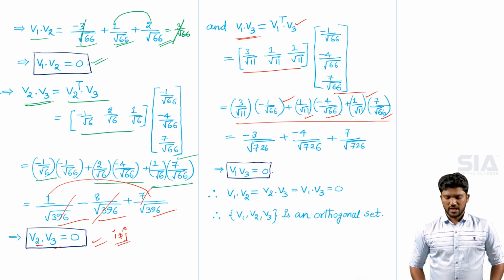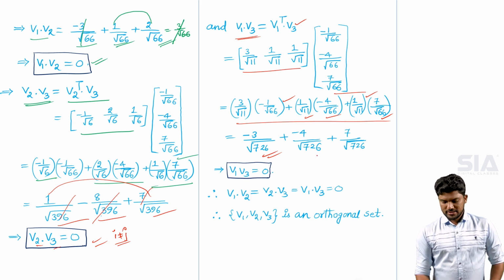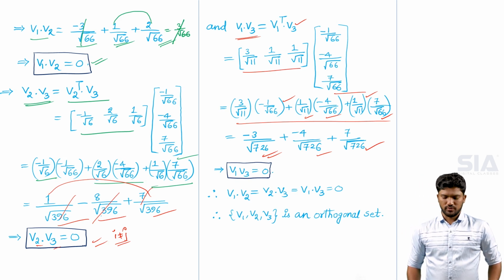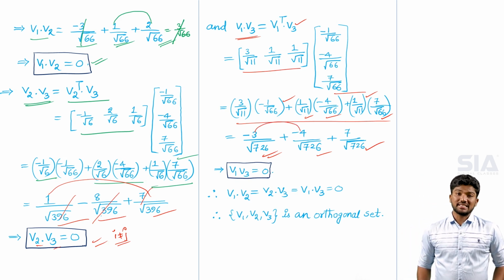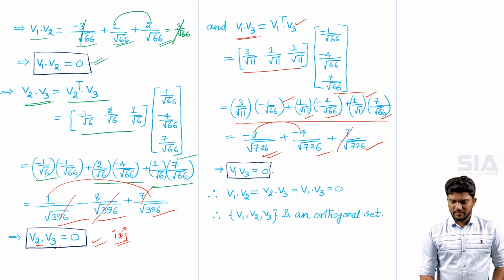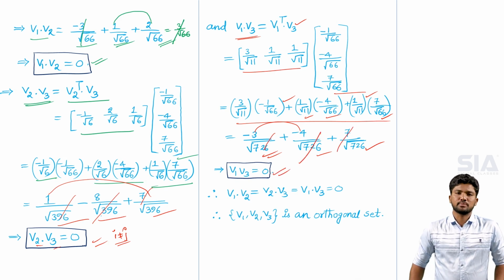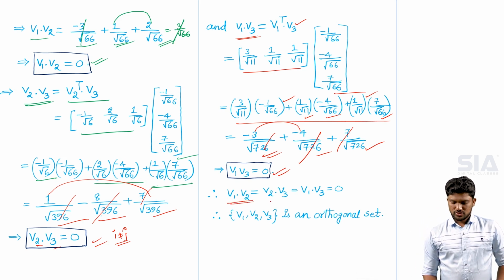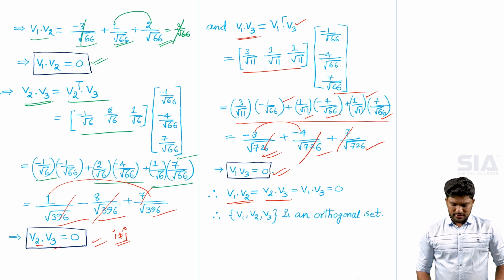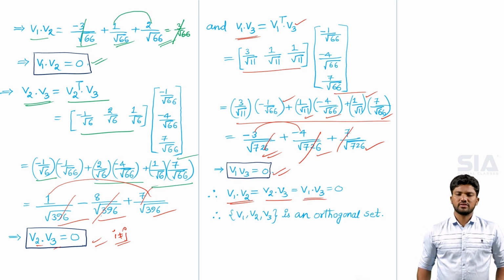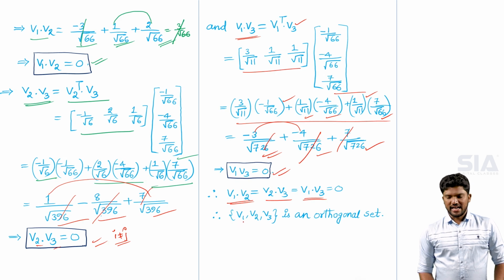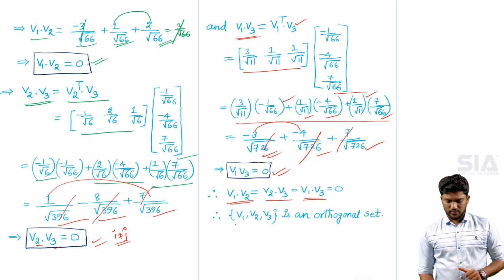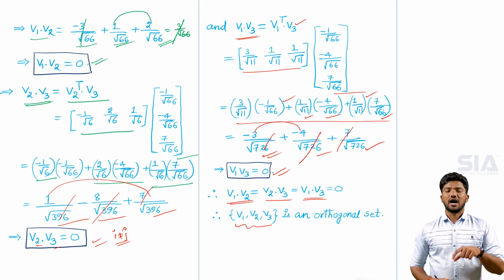plus 1 by root 11 into minus 4 by root 66, plus 1 by root 11 into 7 by root 66. If we multiply them, we get minus 3 by root 726 plus minus 4 by root 726 plus 7 by root 726. So here minus 3 minus 4 is minus 7, and minus 7 plus 7 gets cancelled. So again we get that the product value of distinct vectors is equal to 0. In all three cases, v1 into v2 is equal to 0, v2 into v3 is equal to 0, v1 into v3 is equal to 0. So clearly it satisfies the orthogonal vectors condition, and therefore the set v1, v2, v3 is an orthogonal set.